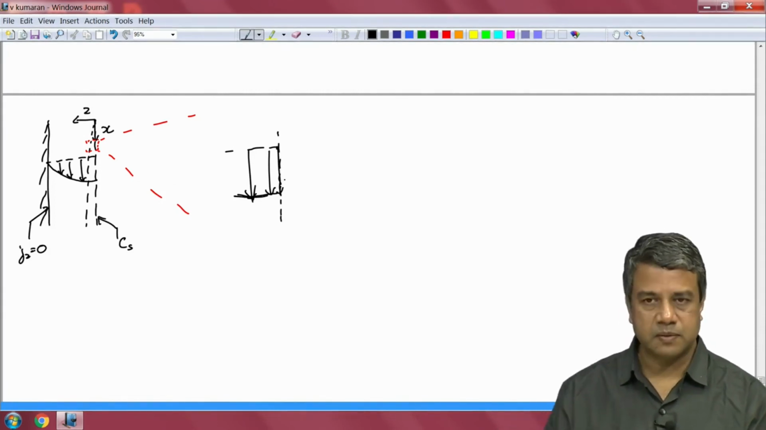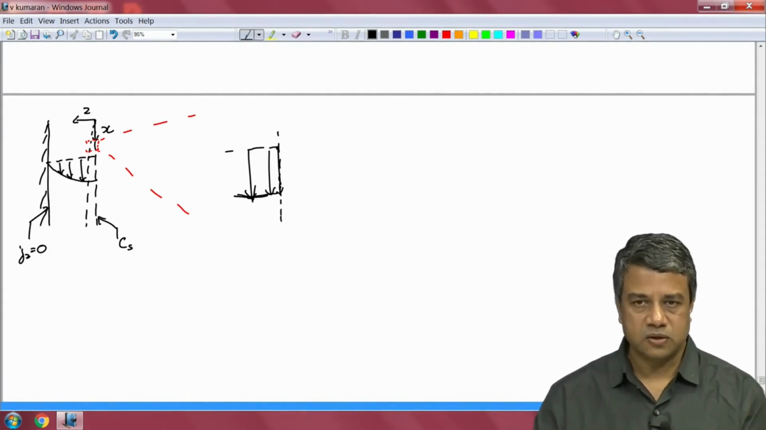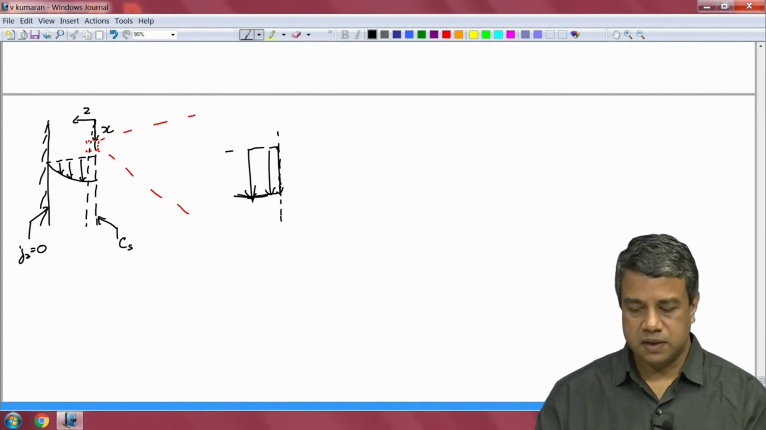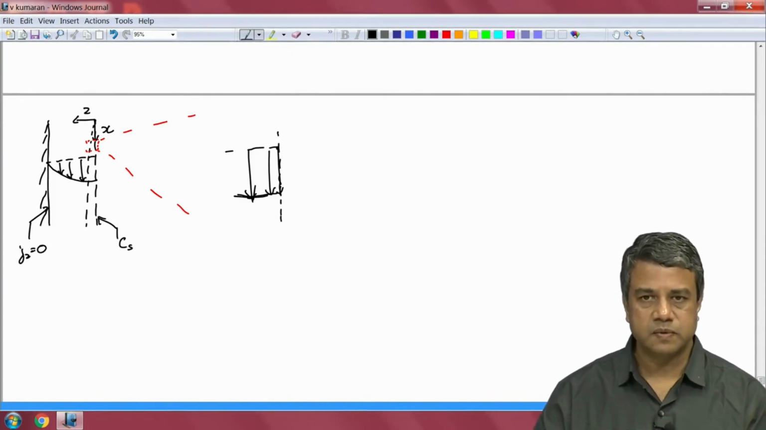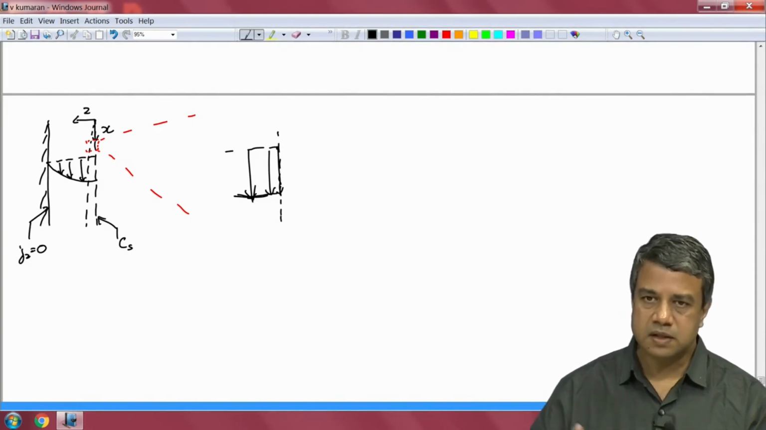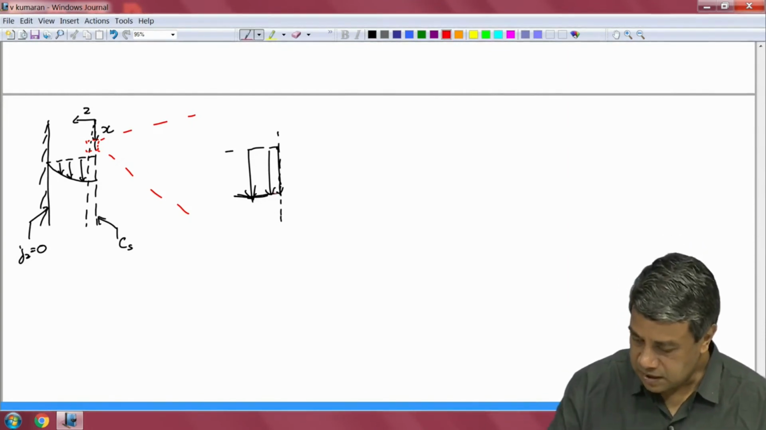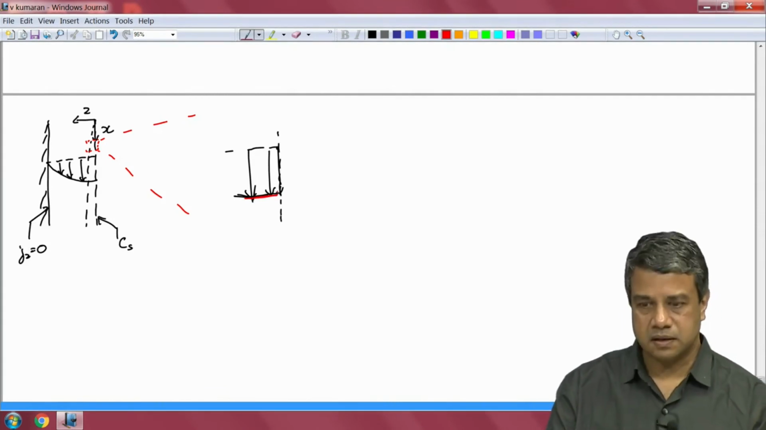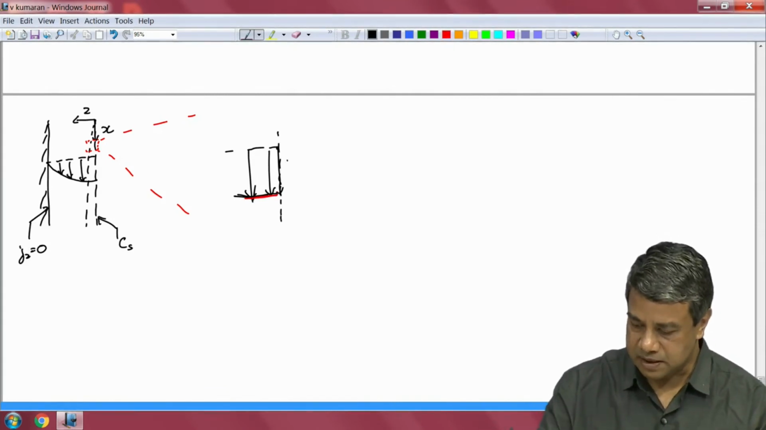So, this is a parabolic profile. At the interface, the slope is equal to 0. So, near the interface I can assume that the slope is a constant, so that near the interface, because the slope is 0, the velocity can be approximated as a constant. That constant value is the maximum velocity.